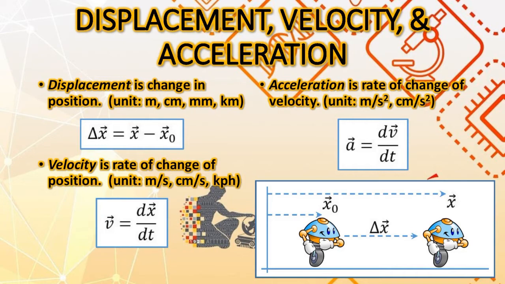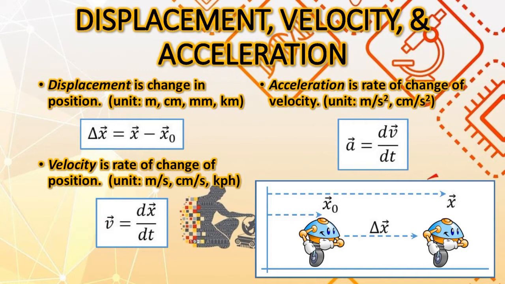And calculus tells us that the rate of change of something with respect to time is simply the differentiation of that quantity with respect to time. That is to say, if velocity is the rate of change of position, v, our variable for velocity, is equal to dx over dt, or differentiation of x with respect to time.